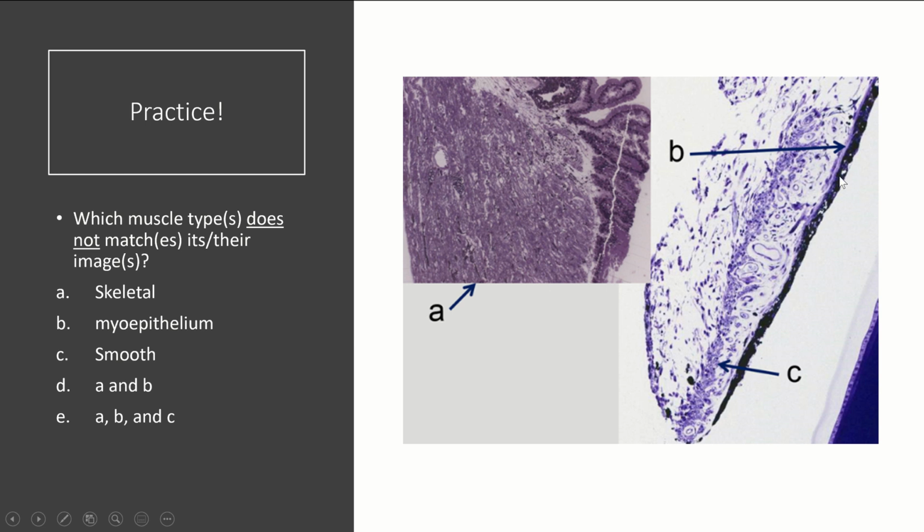B is pointing to this muscle right here. And remember we said that's the dilator muscle. And the dilator muscle is not made of smooth muscle. It's made of that myoepithelium. So that one does match. C, we're pointing to this one. So remember this is that constrictor muscle. And that is made of smooth muscle. Okay, so the only one that doesn't match is going to be A, the skeletal muscle.